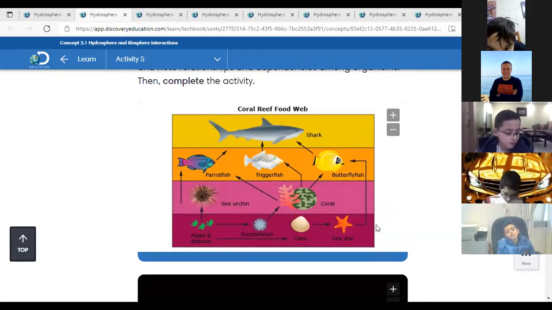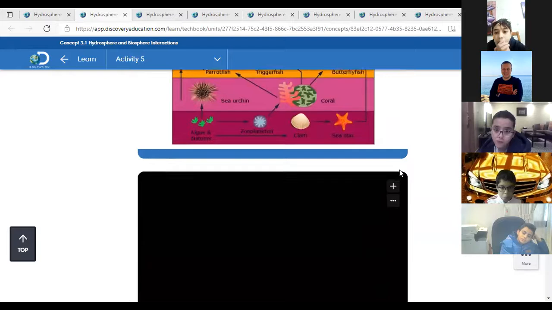The sea star eats the clam, then the butterfly fish eats the sea star, then the shark eats the butterfly fish. Also, the zooplankton is eaten by corals. Corals are eaten by parrotfish, triggerfish, and butterfly fish. Then all of these fish, they are eaten by a shark. This is a coral reef food web.